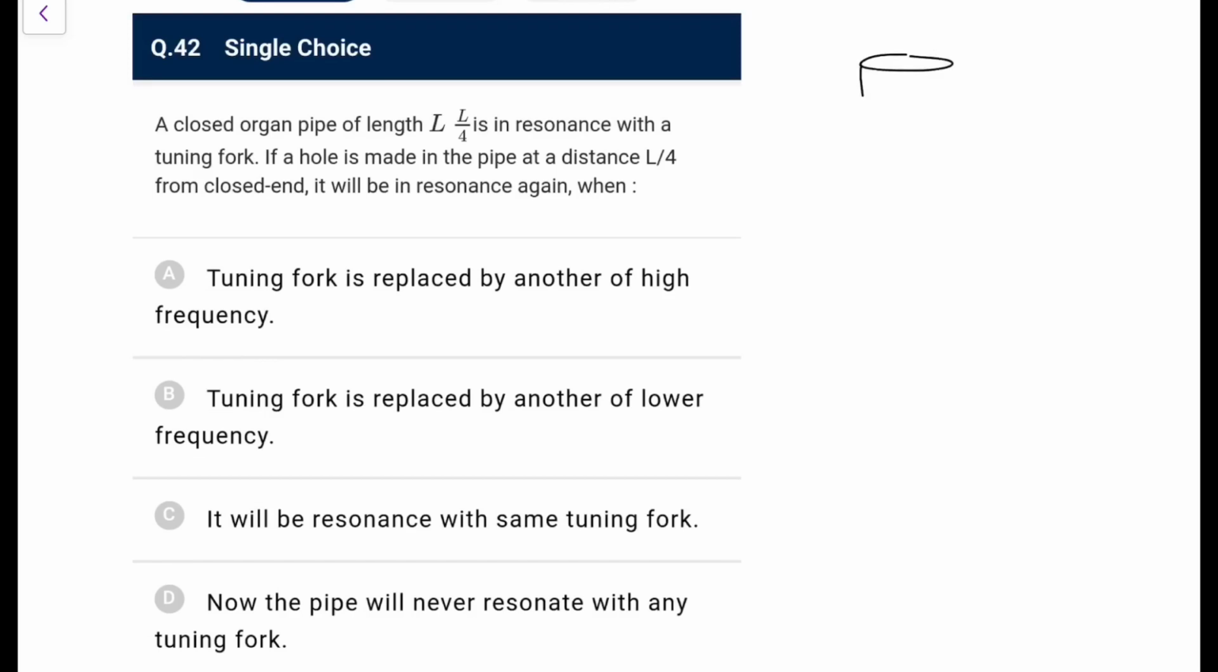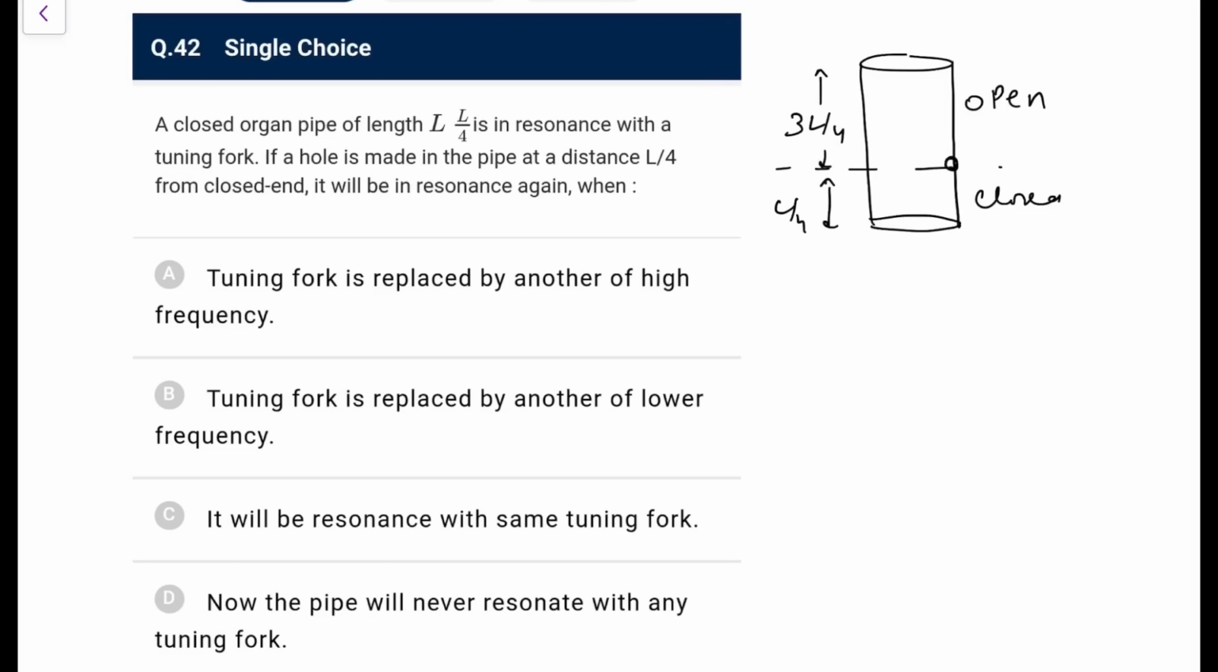So here what we have done, from the closed end, we have made the hole at L by 4 here. This is the hole. So effectively the above one will be an open pipe, and this one will be a closed pipe. For the open pipe, the resonance length, we have this length as 3L by 4, this length is L by 4. Its resonance frequency for open pipe would be NV by 2L. So N1 V by 2L means 3L by 2.